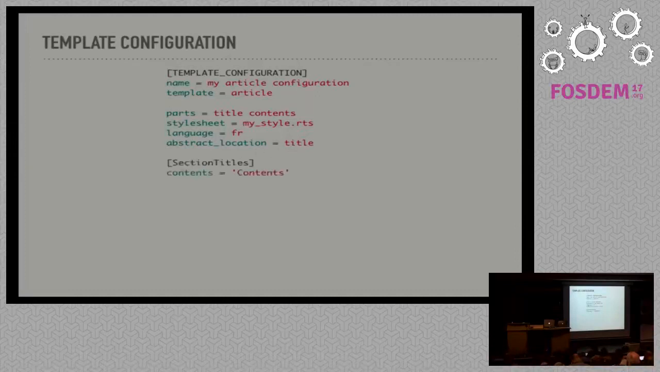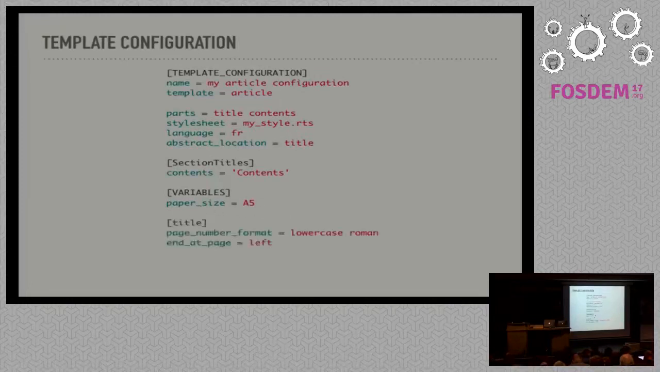We can also override the titles for sections. The language already sets these for each language, but you can still override them like this. So for the table of contents, you can manually give a string. Again, you can work with variables. The paper size variable is used in the page templates, so this will change the page size all over the document. And this corresponds to the title part. So you can set the page number format using lowercase Roman numerals in this case, and at which page to end the part. So this makes sure that the next part starts on a right-hand page.